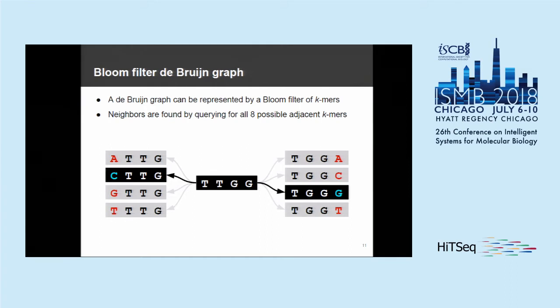A Bloom filter de Bruijn graph could be used to store all the k-mers in the data set. In order to traverse through the de Bruijn graph, it's just a matter of asking the Bloom filter for the existence of all 8 possible adjacent k-mers.